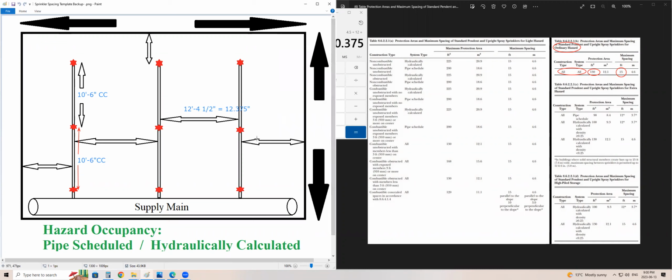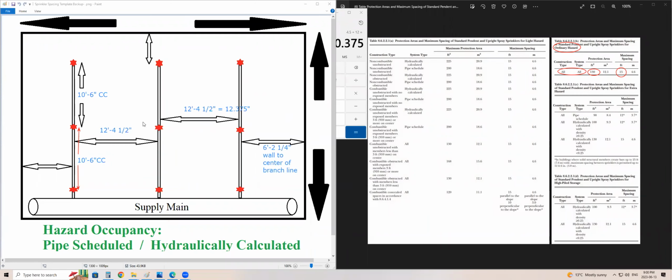Cool. And then that would mean this is going to repeat itself, 12 foot 4.5 this way, 12 foot 4.5 inches. And if I were to subtract that in half, that's 6 foot 2.25 off the wall maximum. 6 foot 2.25, wall to center of branch line. Cool.